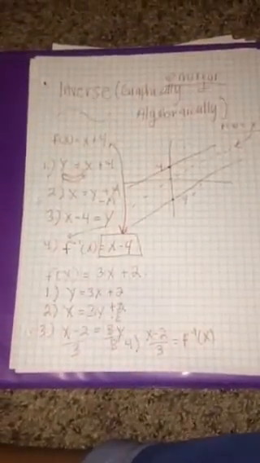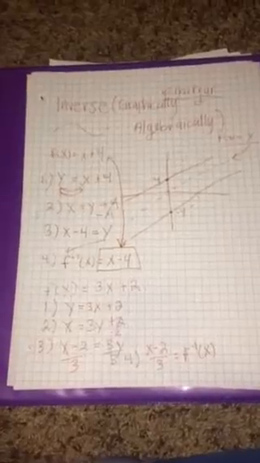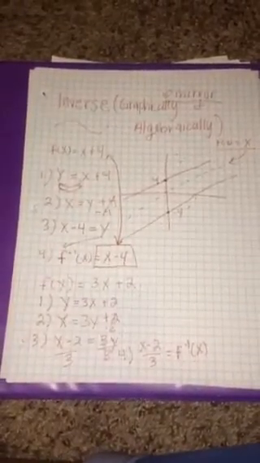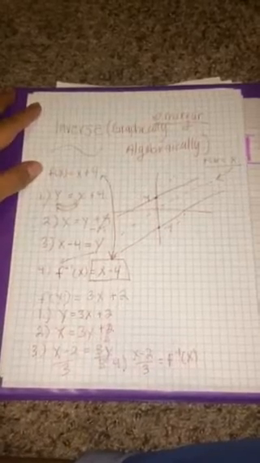And remember to always graph your original function and your new function, and always put x inside the calculator so that you can get the line that goes right through it, and it has to mirror on both sides. So that is how you find the inverse function graphically and algebraically.